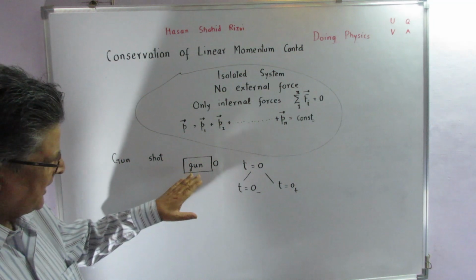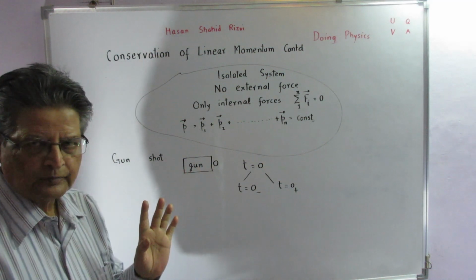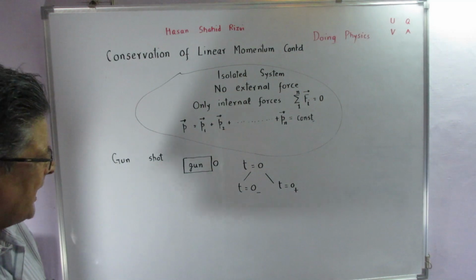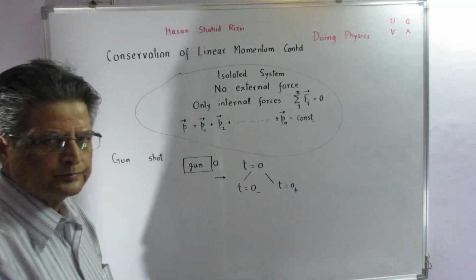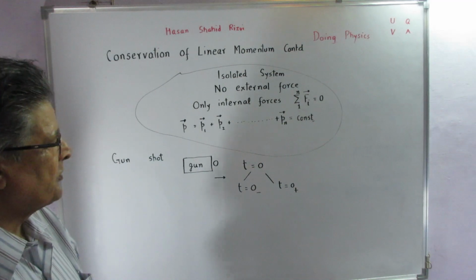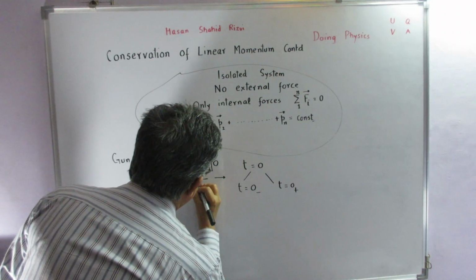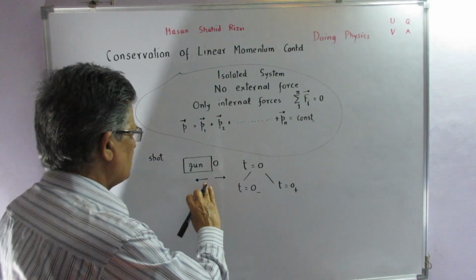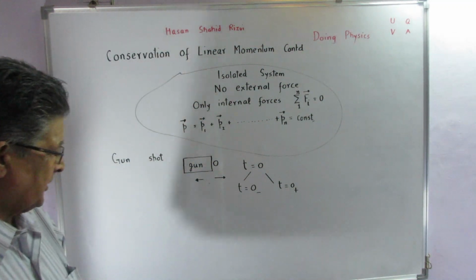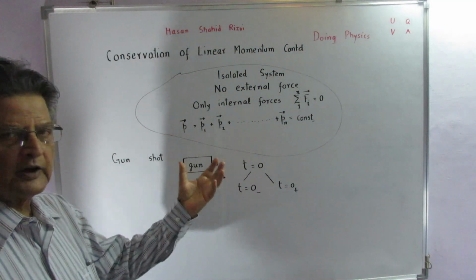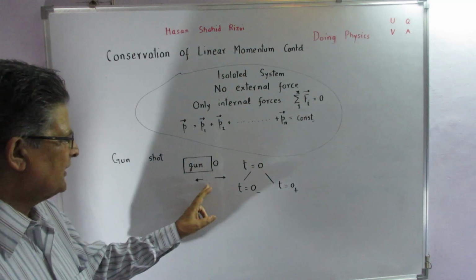Anyway, the gun is there and there is a mechanism by which the shot leaves the gun. I don't care about that also. Then the shot travels with the velocity in the forward direction. And at this time, t is equal to 0 plus, this event happens and the gun recoils. The gun recoils with another velocity, because the gun is heavier than the shot, the gun is heavier than the bullet, or the cannon is heavier than the shot. So anyway, there is a recoil velocity.